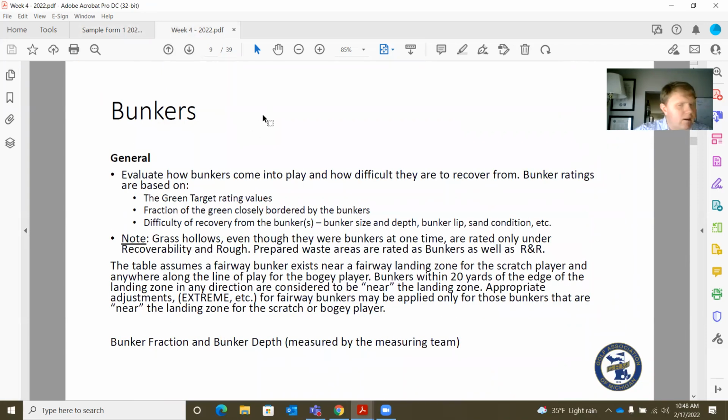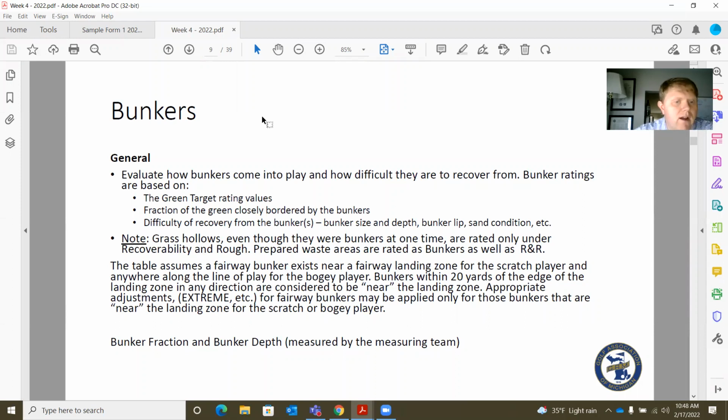So let's go to bunkers here. So bunkers, not traps. Don't call them traps. Call them bunkers, please. Bunkers, we evaluate how they come into play, how difficult they are to recover from. And again, we use that green target rating value as our starting point.